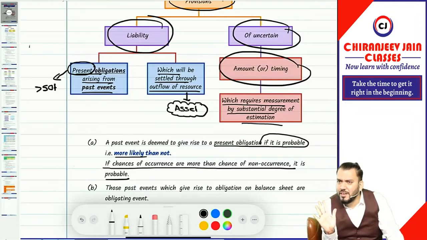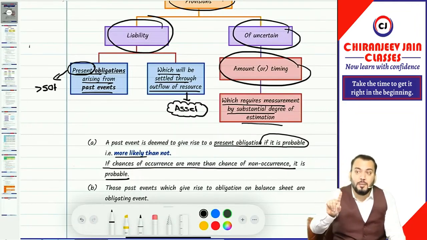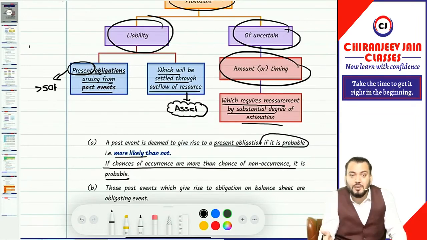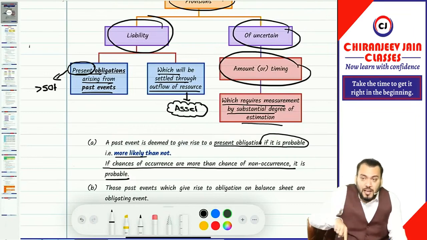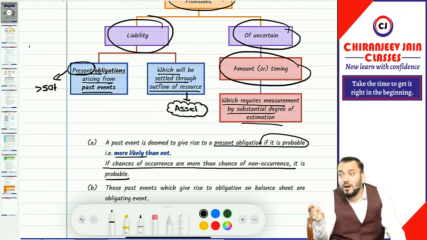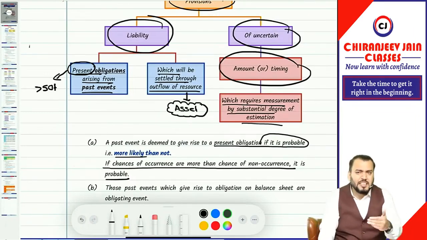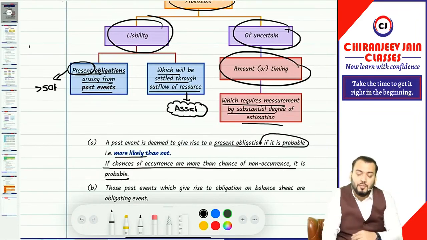Are you able to understand what I am saying? So what is the meaning of liability? Right now I am asking you the definition of liability, not provision. Liabilities are present obligation arising from past event which will be settled through outflow of resource. Let me take some example.